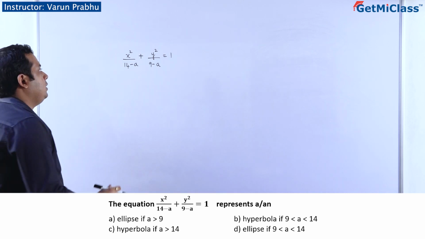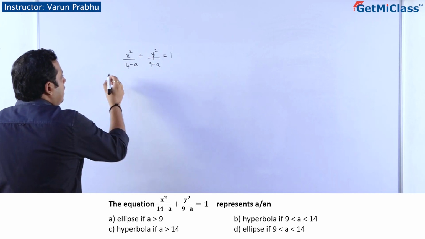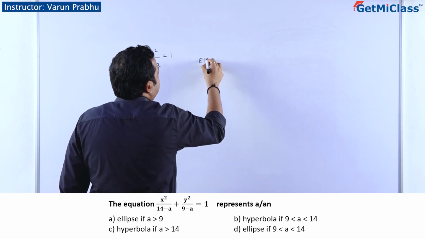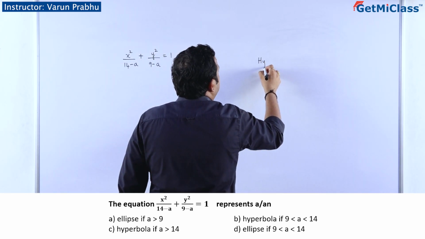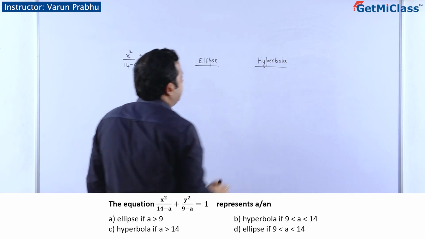This question is asking what this particular equation represents. In the options, you see it's either supposed to be an ellipse or a hyperbola. Only two options are there. That is what we have to analyze now: hyperbola or ellipse.